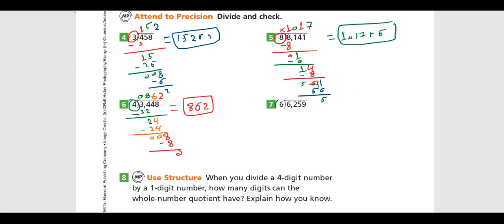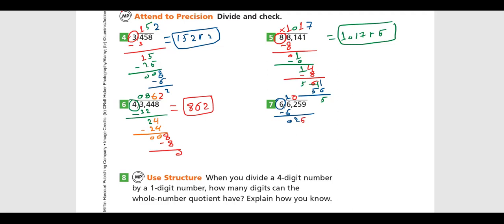Divide 6,259 by 6. How many 6 in 6? It will be 1. 1 times 6 is 6. Subtract, it will be 0. Copy down 2. So how many 6 in 2? It's 0. Copy down 5.